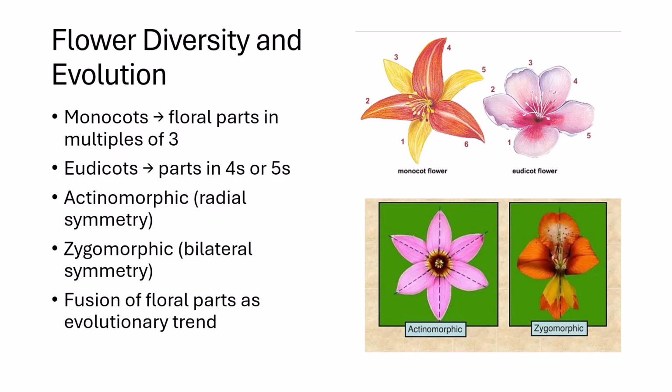You'll also evaluate symmetry. An actinomorphic flower has radial symmetry. It can be divided into mirror images along multiple planes. A zygomorphic flower has bilateral symmetry. Only one plane divides it evenly. Early flowers were genetically actinomorphic. Over time, some lineages evolved bilateral symmetry as an adaptation to specialized pollinators. As we move forward, remember patterns in floral number and symmetry often reflect evolutionary history.